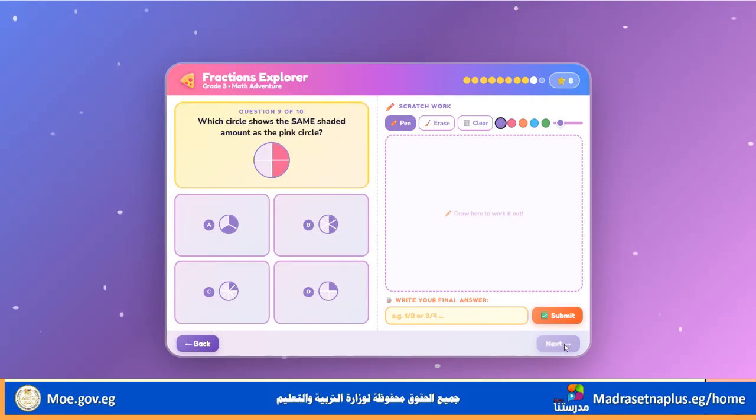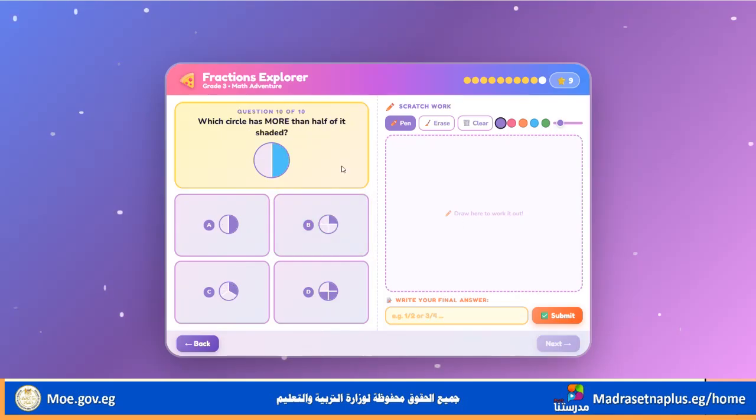Which sequel shows the same shaded amount as the pink one? We need to get a half. This is a half of a sequel. Which sequel represents half? A, B, C, or D? Yes, B represents half of a sequel.